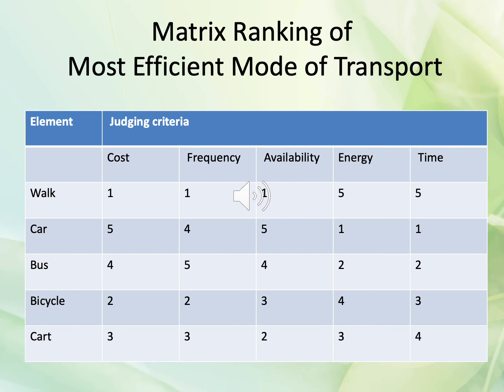And car, in terms of cost, is the least efficient method, while in terms of energy and time, it is the most effective method. So is the case with bus. In terms of cost, it is not so efficient, and in terms of frequency, it is not so interesting. Availability, again the same, but for energy and time, it's a good option. Similarly for bicycle and cart. So we see that most people follow walking as one of the most efficient modes of transport.